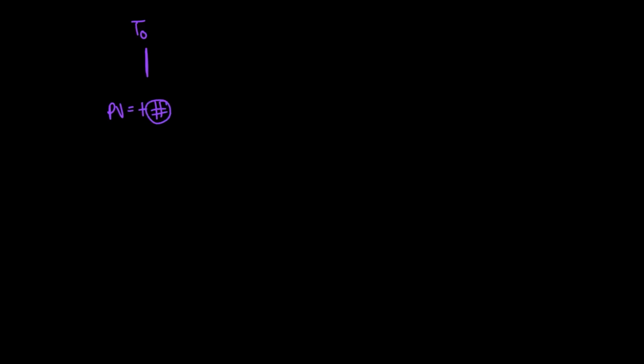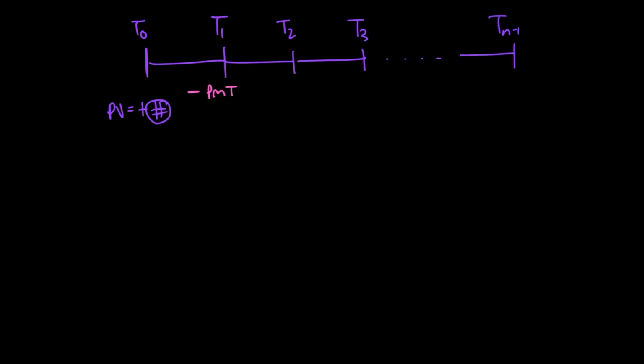Then the very next time period, at T1, you make a payment to start paying off the loan, PMT. And that's a negative value. And you continue doing this for every other time step to come: T2, T3, all the way to Tn-1 and Tn. Okay, so there you pay off the loan.